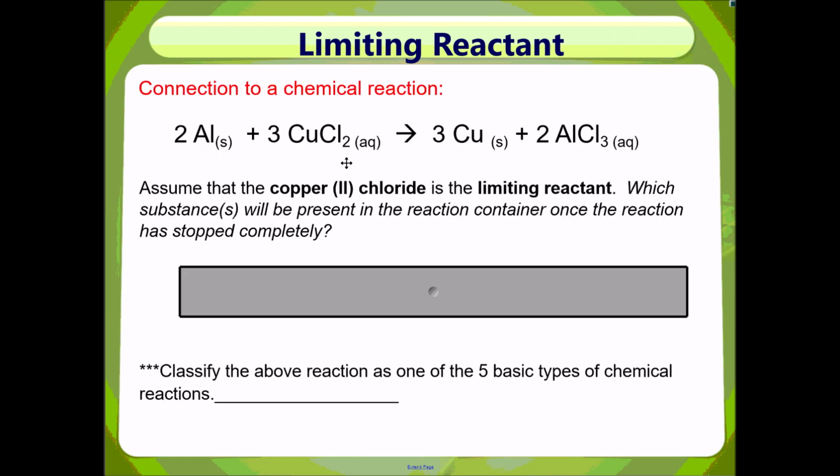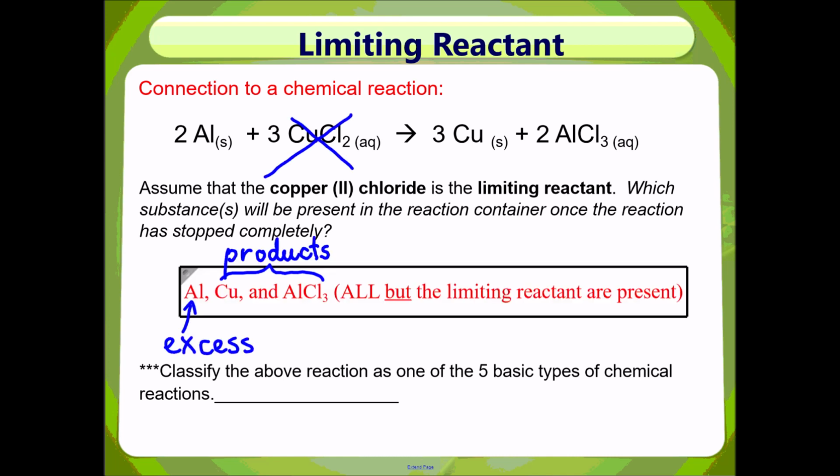Looking at this balanced equation, assume that copper 2 chloride is the limiting reactant. Which substances will be present in the reaction container once the reaction has stopped completely? Well, you can think about it logically. If copper 2 chloride is the limiting reactant, it means copper 2 chloride will be completely used up. What's left over will be the aluminum, which is the excess reactant, and both of the products, copper and aluminum chloride, which means that all but the limiting reactants are present.